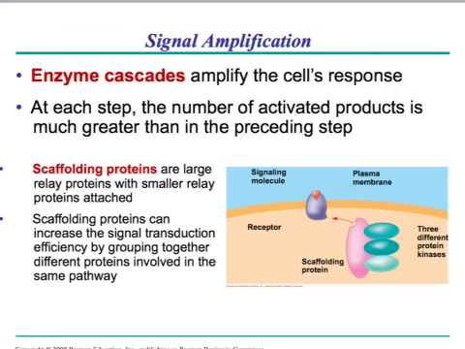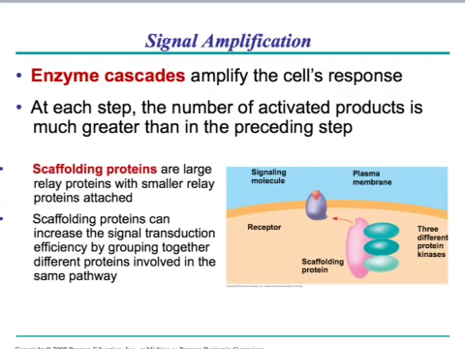Now, there's a special kind of protein that really helps with the signal amplification, and they're called scaffolding proteins. They're really big, and they're pretty much just relay centers. So this would be your scaffolding protein right here, the pink one. And on that scaffolding protein are going to sit three smaller enzymes or three smaller proteins. Once this scaffolding protein gets activated, it is going to activate all three of these, which are going to leave and activate more and more and more.